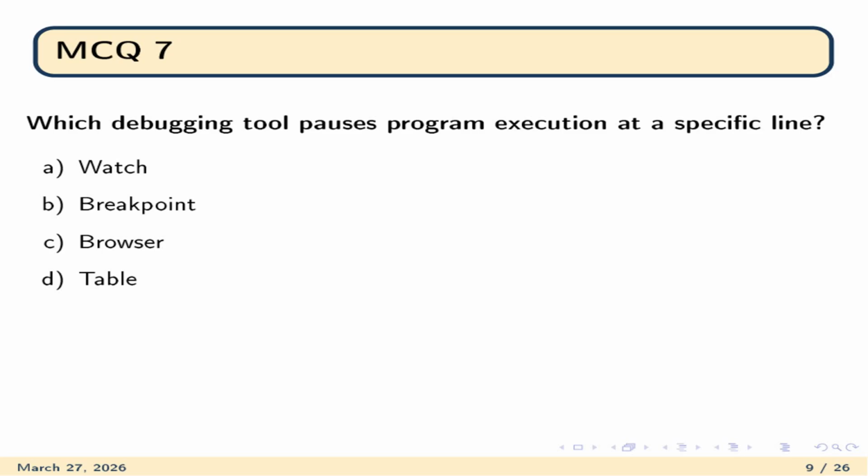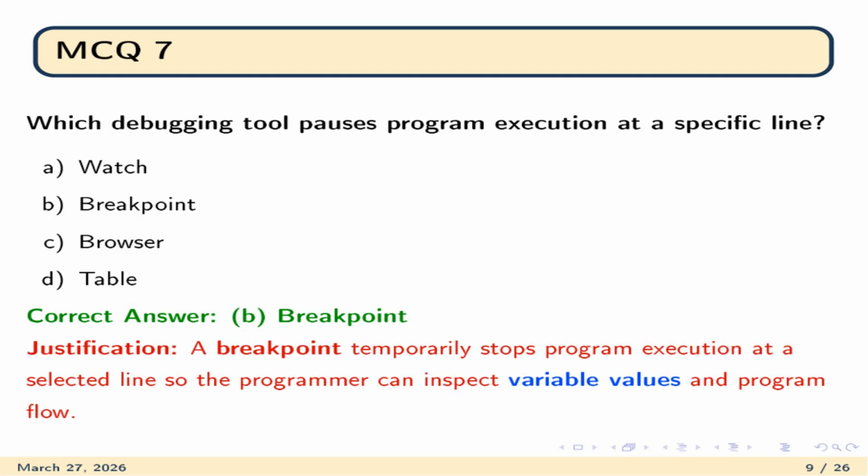Watch, breakpoint, browser, table. The correct option is breakpoint, because a breakpoint temporarily stops program execution at a selected line so the programmer can inspect variable values and program flow.